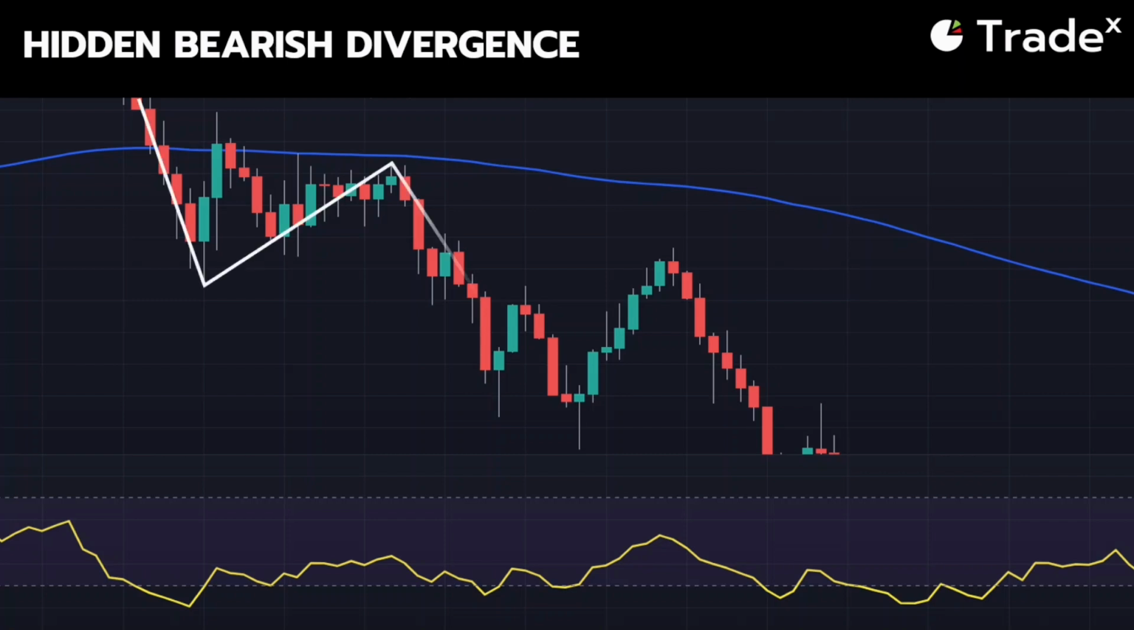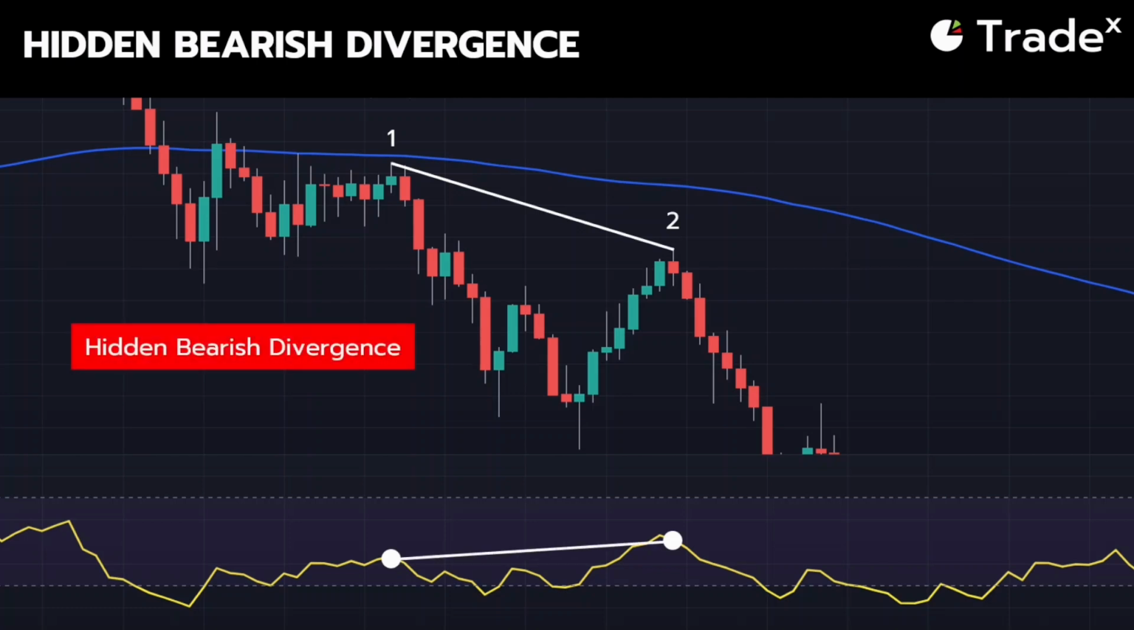In the next example, we observe a similar scenario. The price shows a consistent downward movement with several pullbacks along the way. We focus on identifying two significant peaks during these pullbacks, along with their corresponding RSI values. As you can see, the price forms a lower high, while the RSI forms a higher high. This divergence indicates hidden bearish divergence, signaling that despite the increase in upward momentum, the price is likely to continue its decline. To enter a short trade, wait for the price to break below the recent support level and establish a new low, confirming the ongoing downtrend.